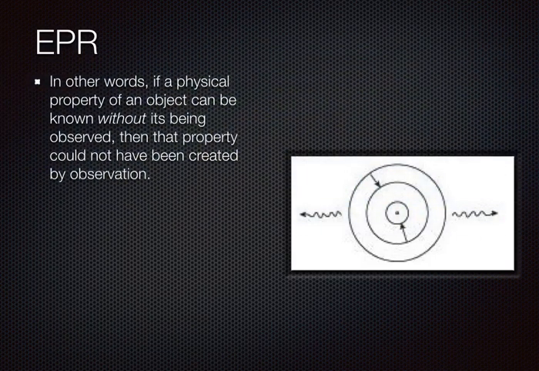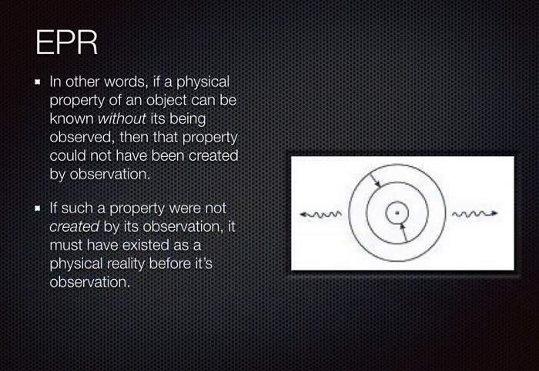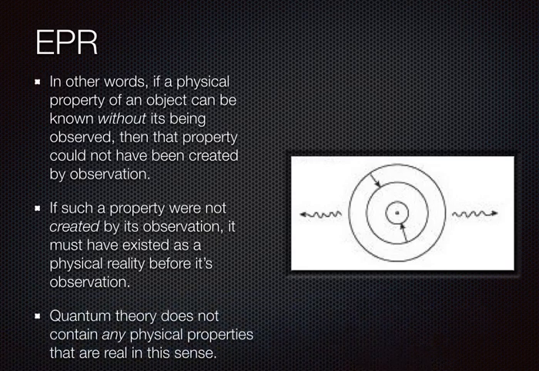In other words, if a physical property of an object can be known without its being observed, then that property could not have been created by observation. If such a property were not created by its observation, it must have existed as a physical reality before its observation. Quantum theory does not contain any physical properties that are real in this sense. Quantum theory says, no, nothing's real until you look.